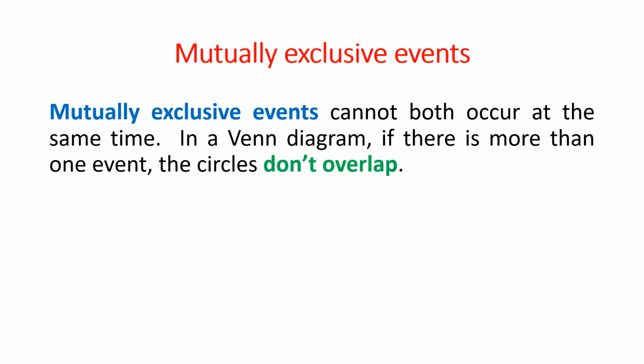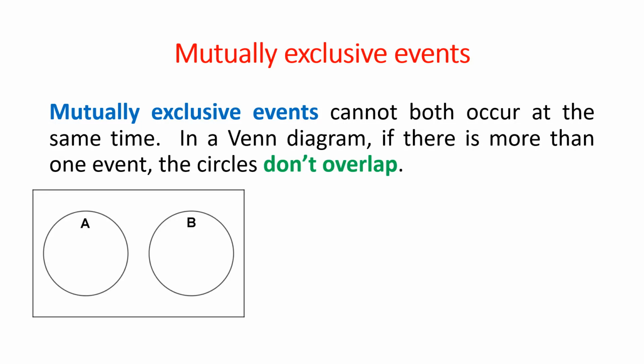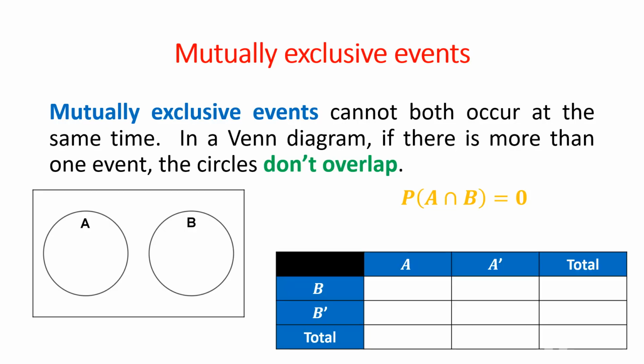All right, we're talking about mutually exclusive events. These are events that cannot both occur at the same time. In a Venn diagram, if there is more than one event, their circles don't overlap. So here's an example of mutually exclusive events of event A and event B. And the probability of A intersect B is 0. There's no intersection between the two circles.